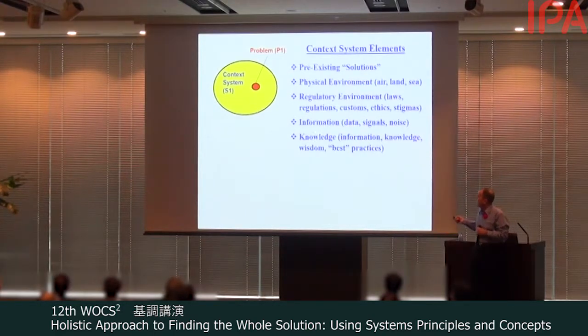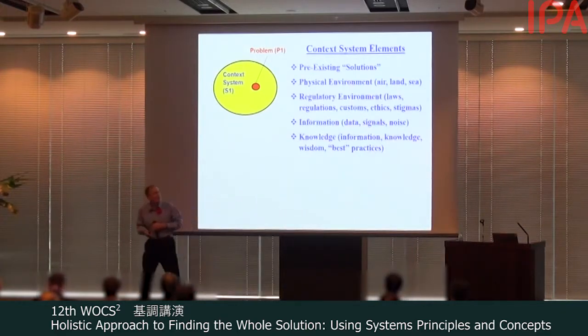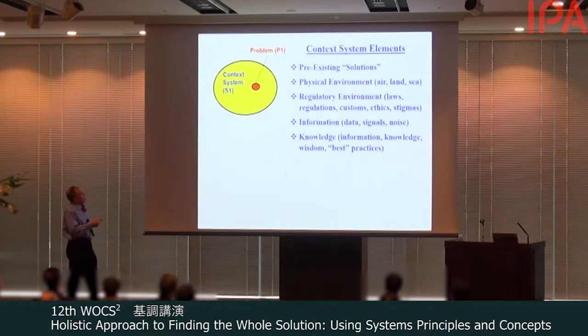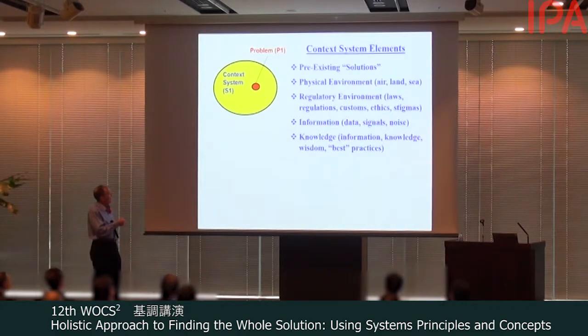So here are the kinds of things that you have, system elements, you might call them, in a context system. There may be somebody's pre-existing solution. That was the system we put in place 10 years ago. In fact, that old system might be causing new problems. There's the physical environment itself. There's the regulatory. Laws and regulations may have an effect on the problem. There is the information that's available in the context. There's the knowledge.